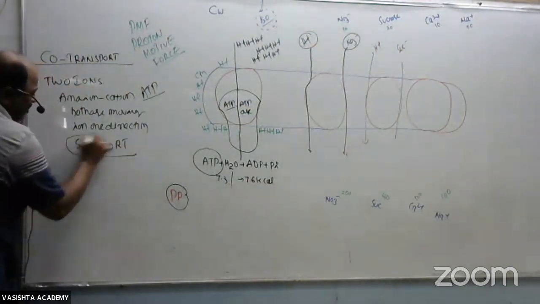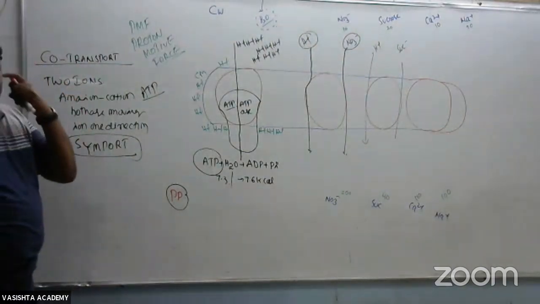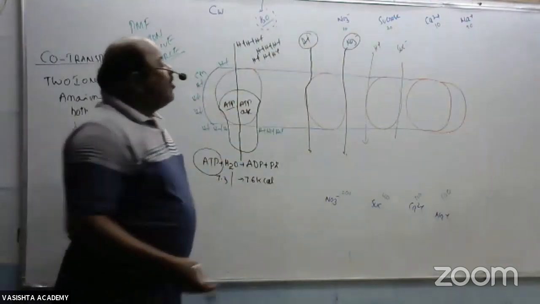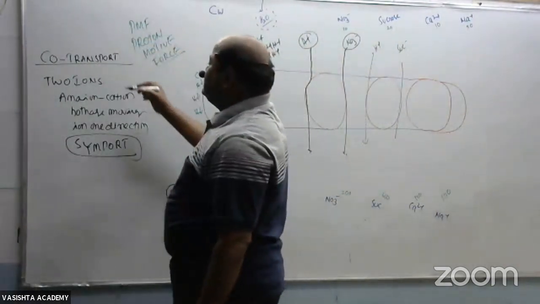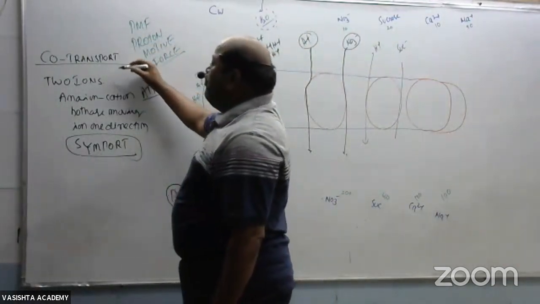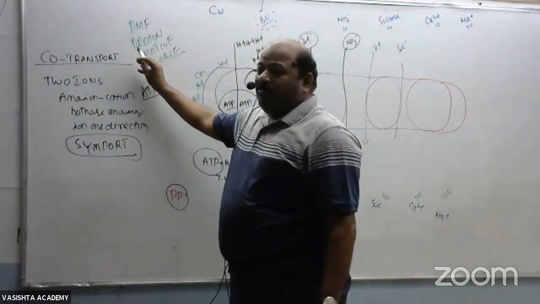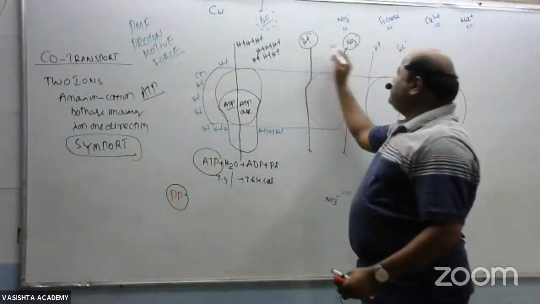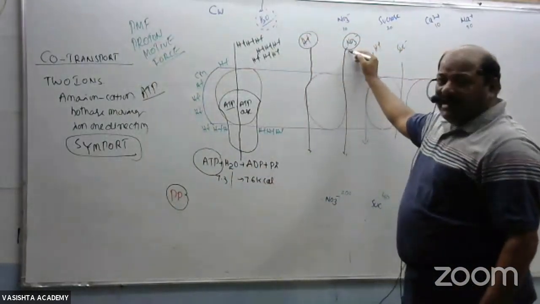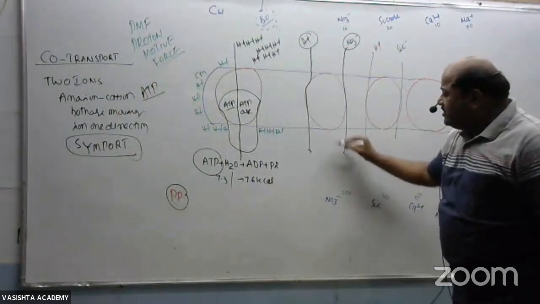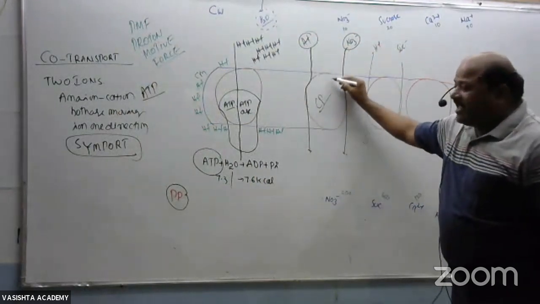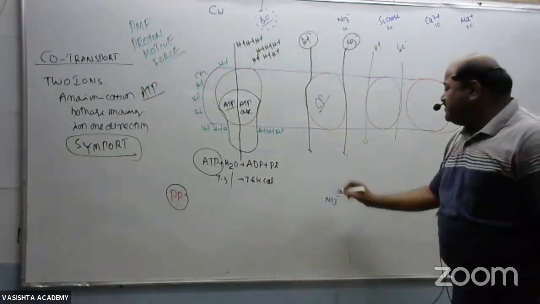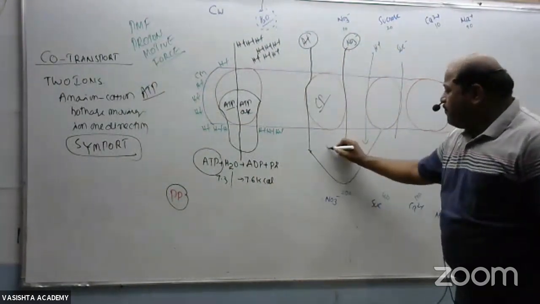In co-transport, further there are two types. One is symport. Sym means club. We will enter together from outside to inside. Co-transport means two ions move from outside to inside. So symport means both together, anion and cation, enter from outside to inside through these carrier proteins. That is called symport.